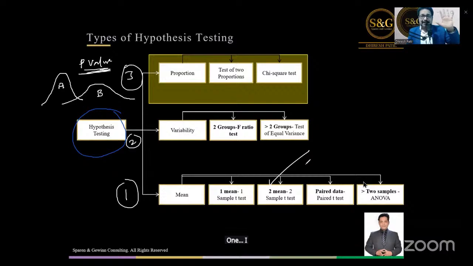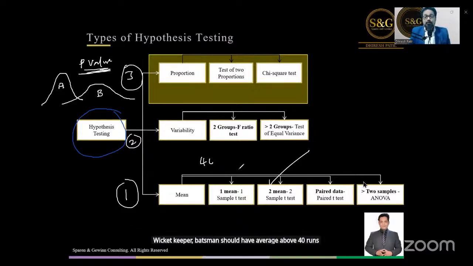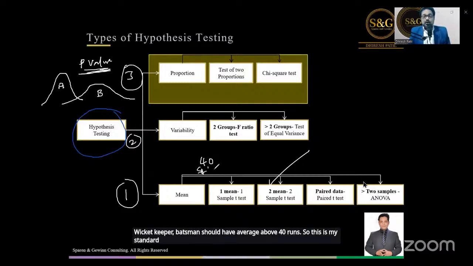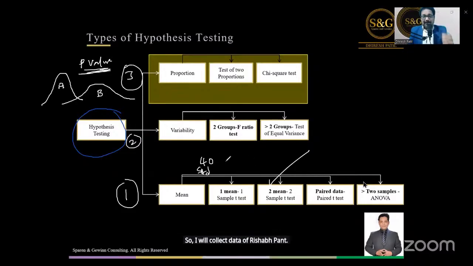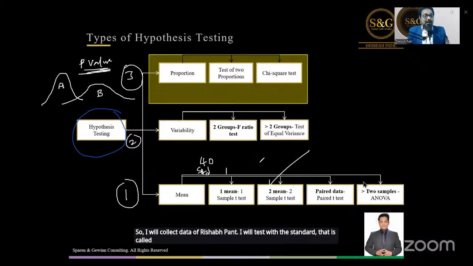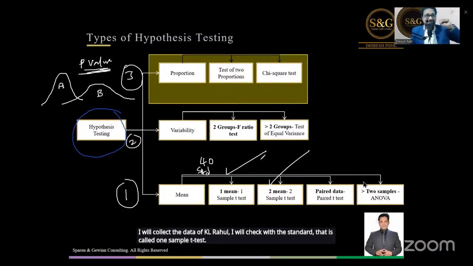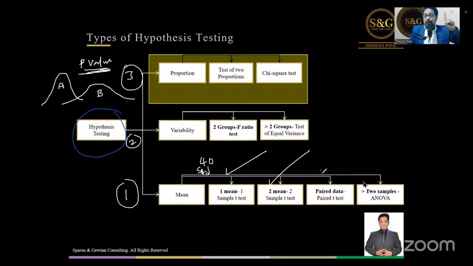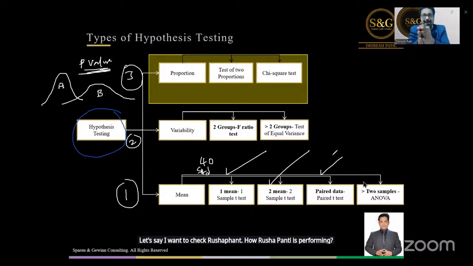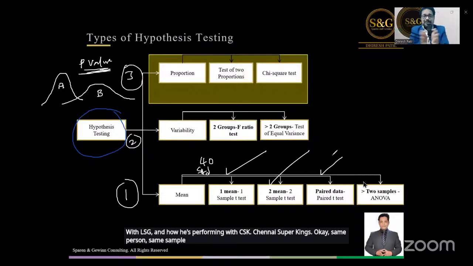I will go for a one sample t-test. Let's say the selection committee decides a wicketkeeper batsman should have an average above 40 runs. So this is my standard. I will collect data of Rishabh Pant and test with the standard, that is called a one sample t-test. I will collect the data of KL Rahul and check with the standard, that is called a one sample t-test. Let's say I want to check how Rishabh Pant is performing with LSG and how he is performing with CSK, Chennai Super Kings. Same person, same sample with two scenarios, paired t-test.